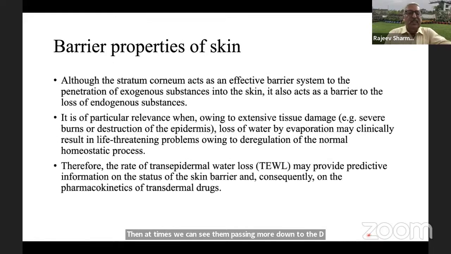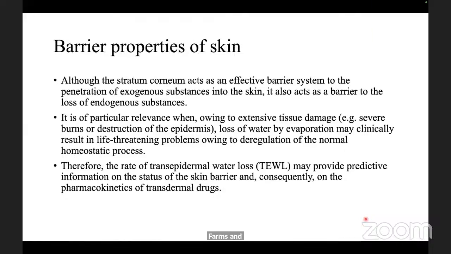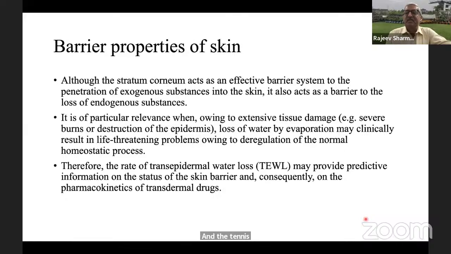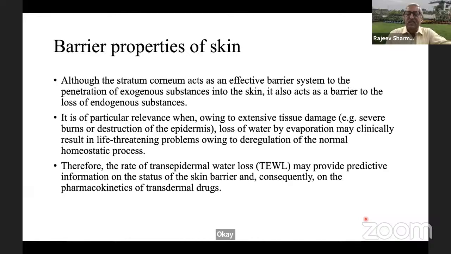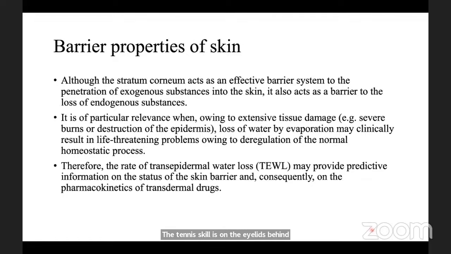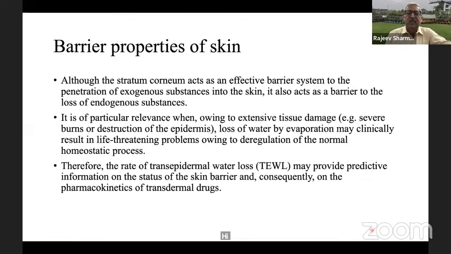So we can then see the difference between the skin in different areas. Where is the thickest skin in the body? Palms and soles. And the thinnest skin? The thinnest skin is on the eyelids, behind the ears and the scrotum. Also the flexural areas like the axilla, the groin, the cubital and popliteal fossa are supposed to have thin skin in small children.